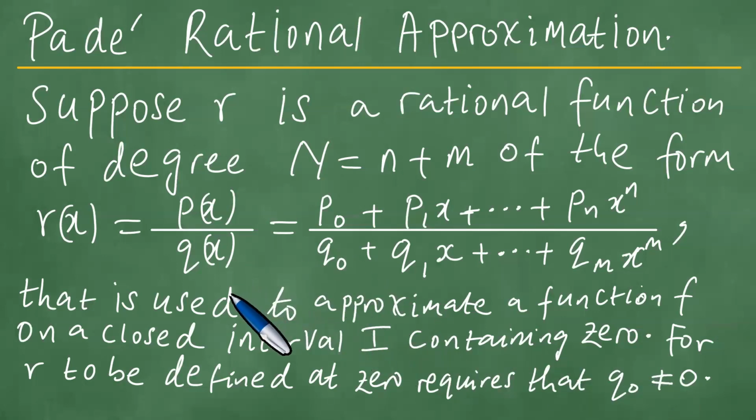So in other words, we understand that the interval contains 0, and we are approximating the function f on a closed interval I that contains 0. Because the interval contains 0, if we make every x equal to 0 here in the denominator, all these terms will become 0, leaving us with q naught. To avoid division by 0, we require that q naught be non-zero, so that even if these become 0, we do not have the case of division by 0. Next.